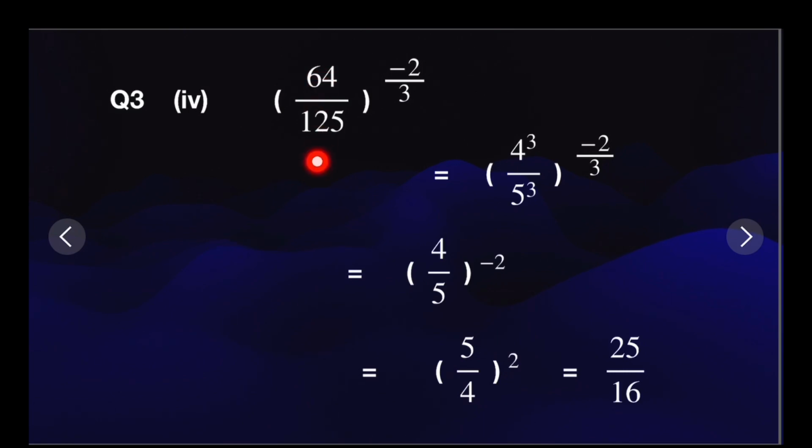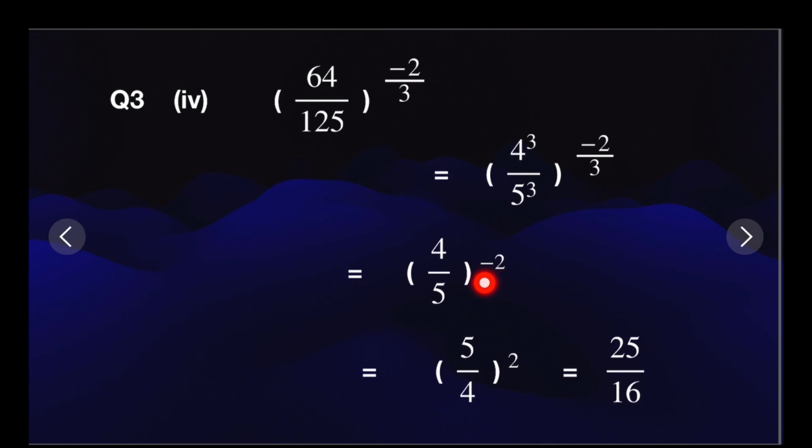Number 4, 64 upon 125 raised to minus 2 by 3. 64 is written as 4 raised to 3 and 125 is 5 raised to 3. Okay, and raised to minus 2 by 3. So now you multiply each. So here if you multiply 3 into minus 2 by 3, 3 will get cancelled, you are left with minus 2.